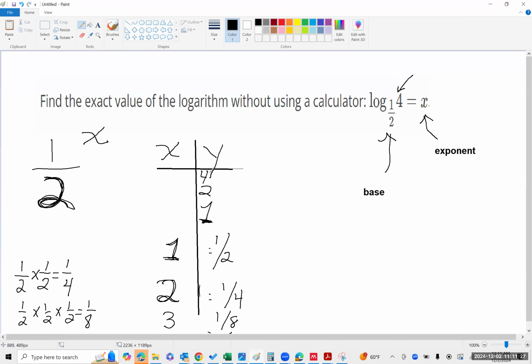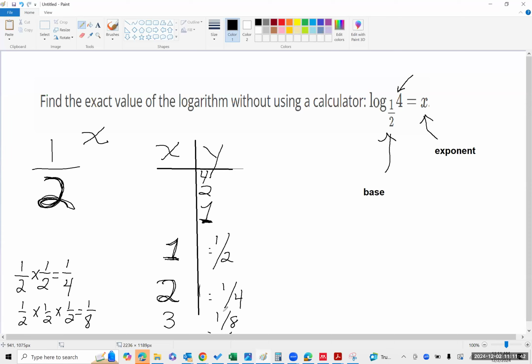Or the other way to think about it is, what's 4 divided by 2? 2. 2 divided by 2, 1. 1 divided by 2 is a half. A half divided by 2 is a quarter. A quarter divided by 2 is an eighth.